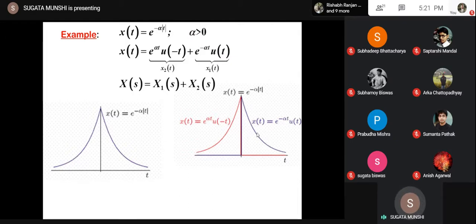X1(s), you have a knowledge of X1(s) from your knowledge of Fourier transform and the relation between the Laplace transform and Fourier transform. So what will be the expression for the Laplace transform of e to the power minus alpha t u(t)? This is actually x2(t) and this is x1(t). What will be the unilateral Laplace transform of e to the power minus alpha t u(t)? It is 1 by s plus alpha.